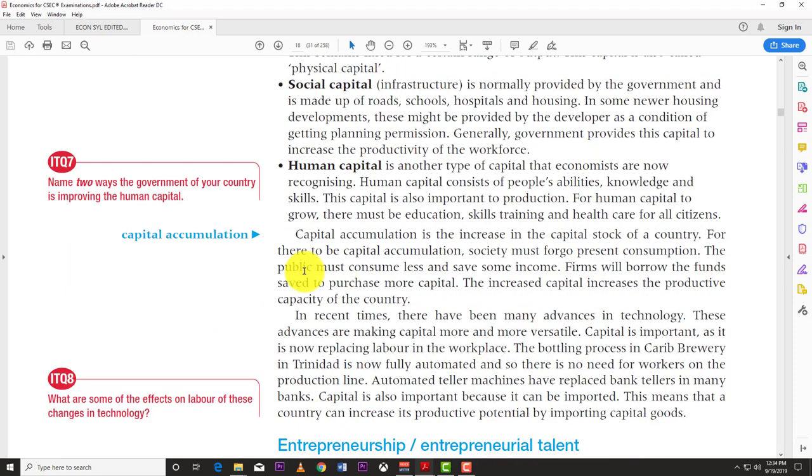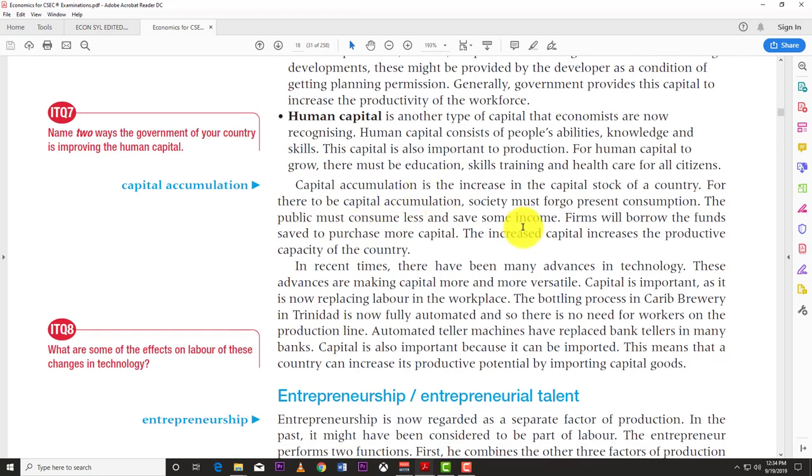Next aspect of capital we're going to look at is what you call capital accumulation. Now this is also another name for basically investment, because you're going to invest now for future prospects or future improvements. So let's read what the book says about capital accumulation so you can have a better understanding. Capital accumulation is the increase in the capital stock of a country. For there to be capital accumulation, society must forego present consumption. The public must consume less and save some income. So this is what we're talking about. Investment. You have to consume less now for future benefits.